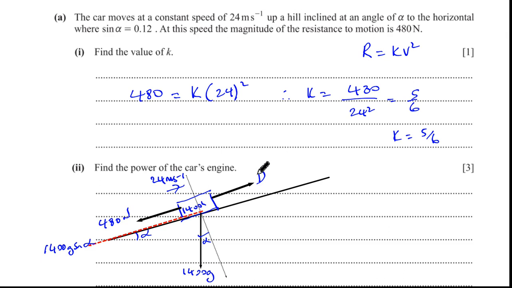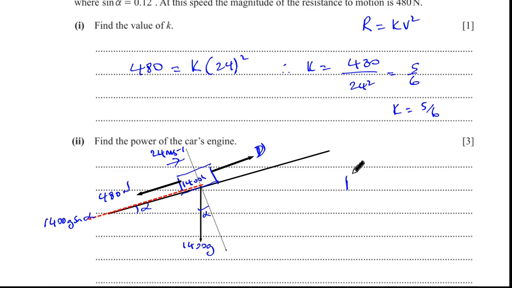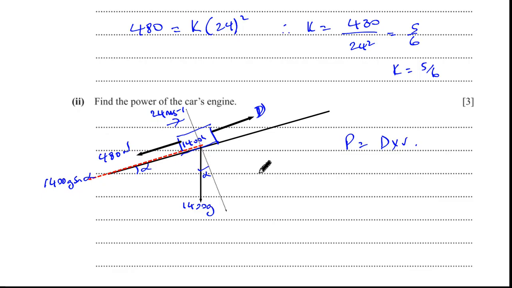So we need to find the power of the engine. The power is equal to the driving force times the velocity. We know the velocity, we need to find the driving force. It's going at a constant speed, so the resultant force is equal to 0. If we resolve the forces up the plane, D is going to be the same as 480 plus 1400 times g times sine of alpha.